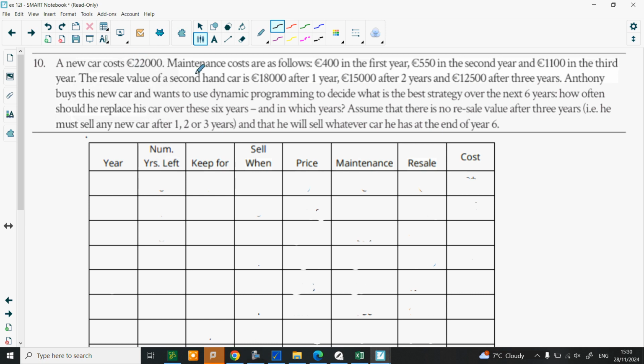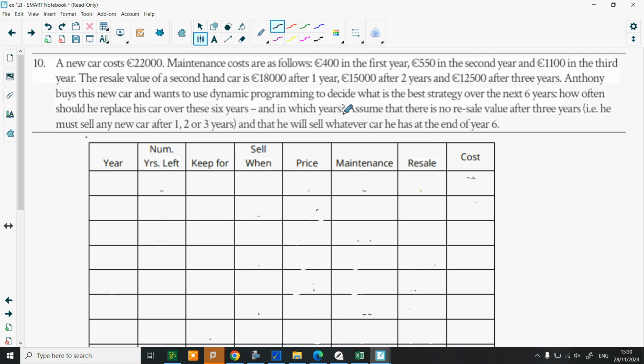A new car costs 22,000. Maintenance costs are as follows: 400 for the first year, 550 in the second year, and 1,100 in the third year. The resale value of a second-hand car is 18,000 after 1 year, 15,000 after 2 years, and 12,500 after 3 years. Anthony buys this new car and wants to use dynamic programming to decide what is the best strategy over the next 6 years. How often should he replace his car over 6 years, and in which years?